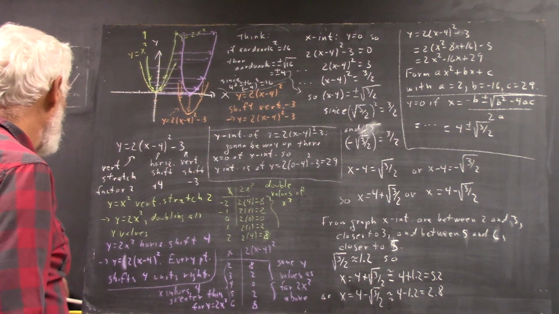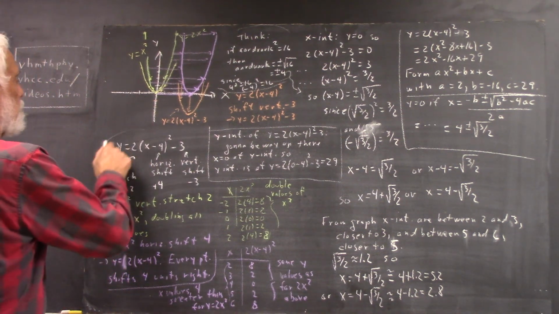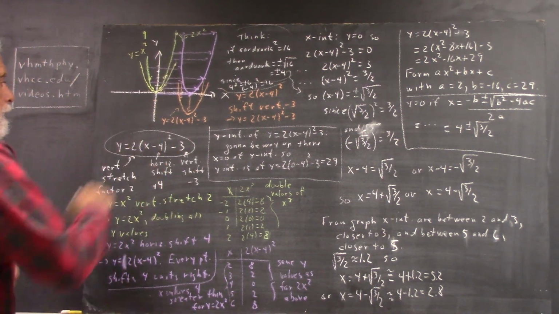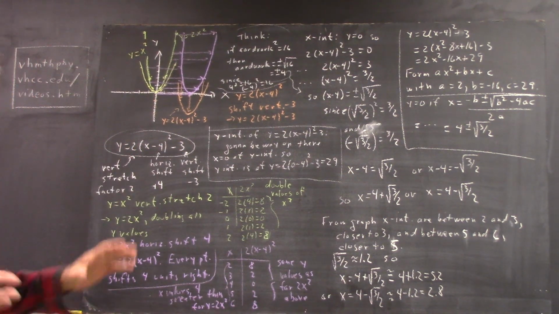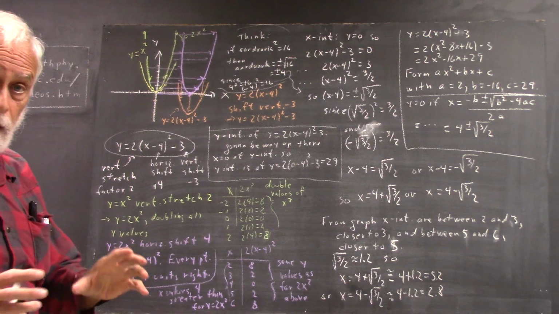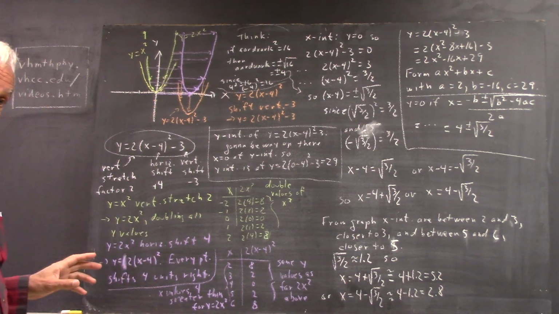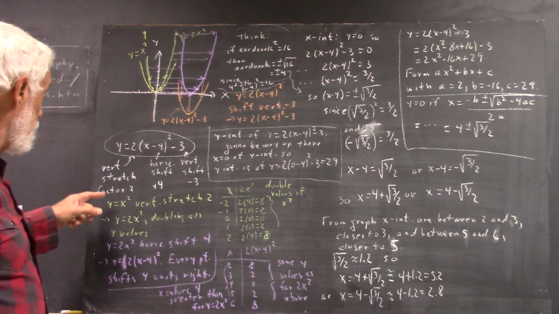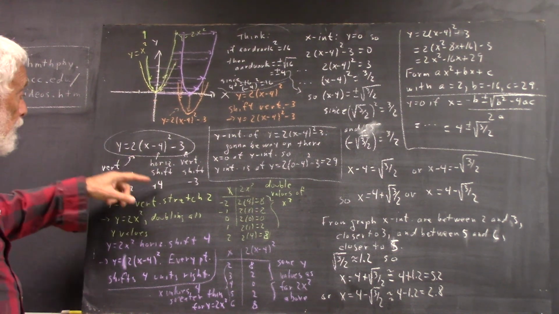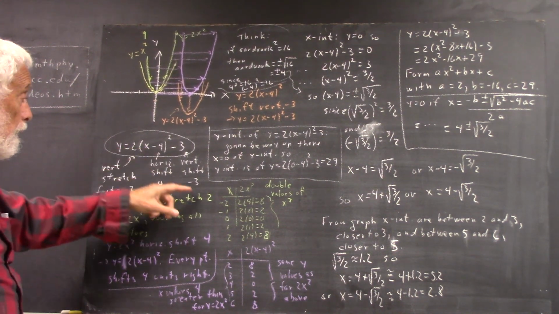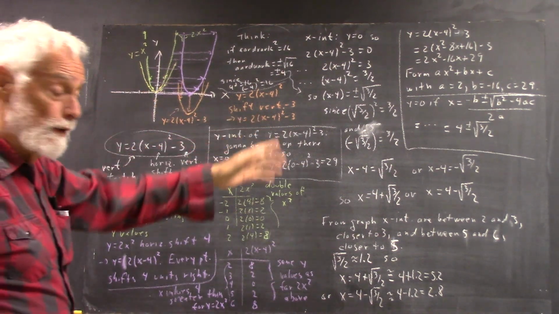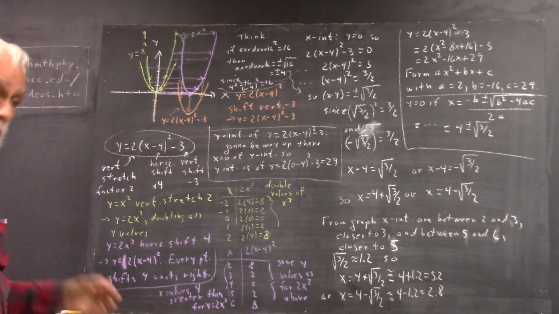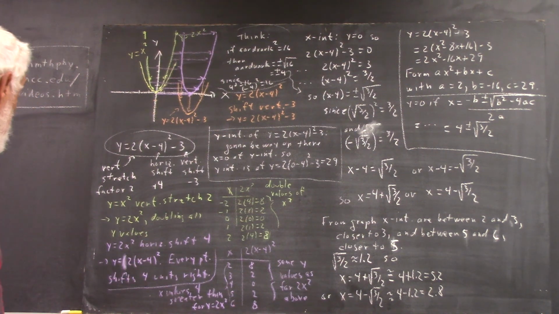We look at the function y equals 2 times the quantity x minus 4 squared minus 3. And we recognize immediately, if we understand what we need to know about transformations, that there's a vertical stretch by factor 2, a horizontal shift of 4 units, and a vertical shift of negative 3 units. We construct the graph of this function step by step using the transformations.